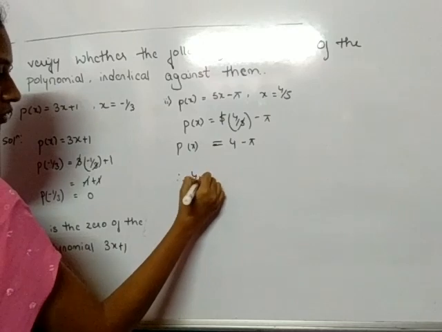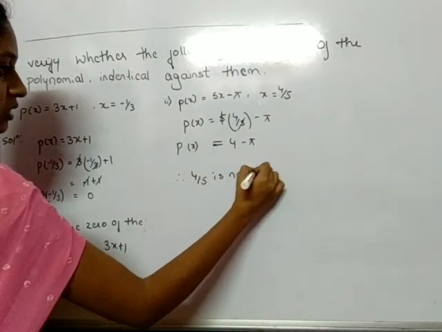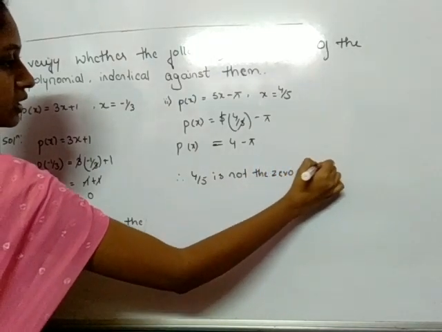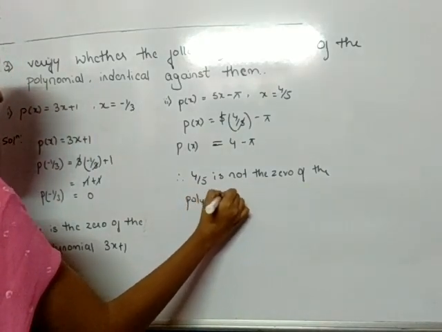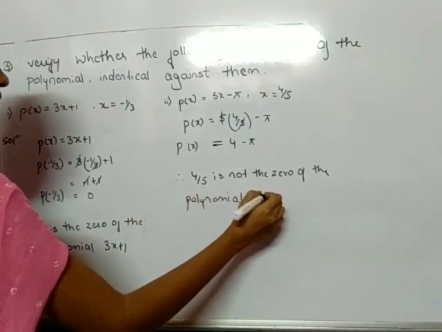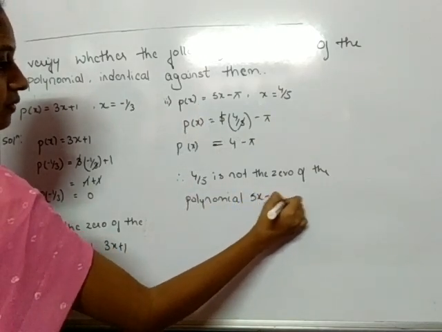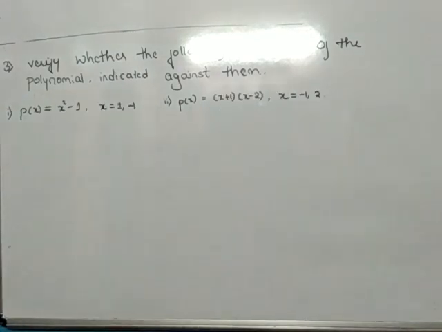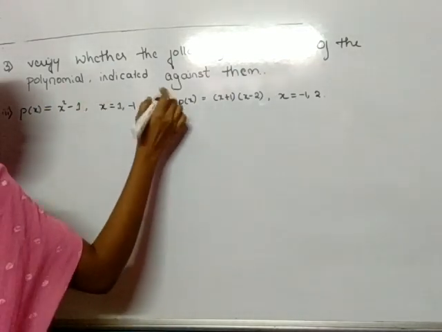Therefore, 4 by 5 is not the 0 of the polynomial. Which polynomial? That is 5x minus 5. Right? Third one. This is third one. This is fourth one.